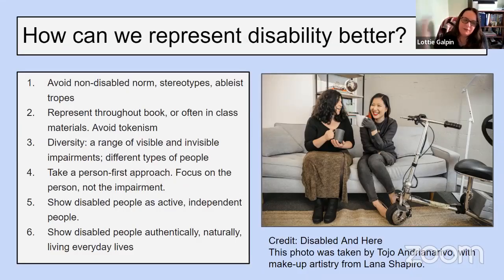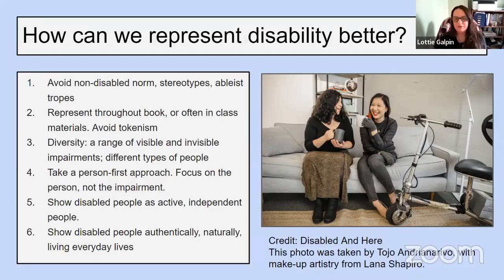Remember, there's diversity within the disabled communities, so represent a range of visible and invisible impairments and different types of people. Remember that disabled people are people, so they're going to be of different ethnicities. They're going to have different hobbies and likes and dislikes. They might have tattoos. They might be members of the LGBTQIA communities. So it's really important to remember that there's diversity within disability.